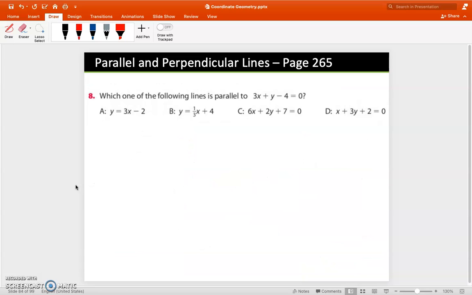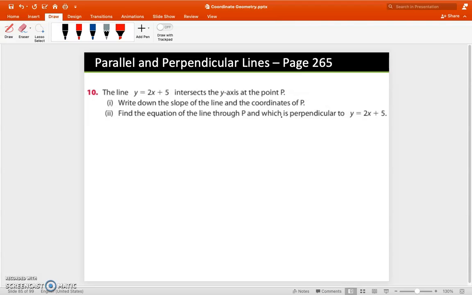And now just a quick look at the homework questions. Question 8, there shouldn't be any issues here, okay? Which one of the following lines is parallel to this? You're going to be using this formula, y equals mx plus c. Remember, parallel lines have the same slope. So you're going to bring this y to the other side, and it's going to be y equals minus 3x plus 4. So you're looking for a line that also has minus 3x, okay? There's just one of them.